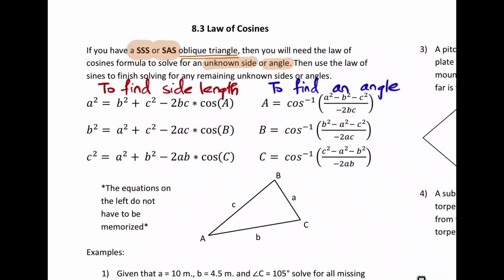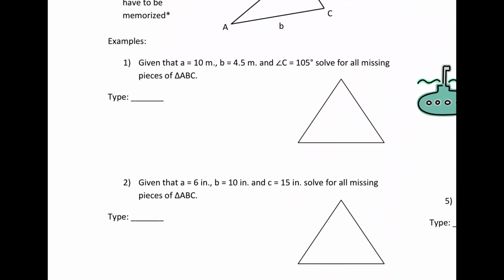Now, none of these formulas need to be memorized. They're all given to you on the test. You just need to know that they are only applicable for these scenarios: when you're given all three sides, or a side, an angle between the sides, and then the other side. Now let's take a look at some examples and see how we apply the law of cosines.